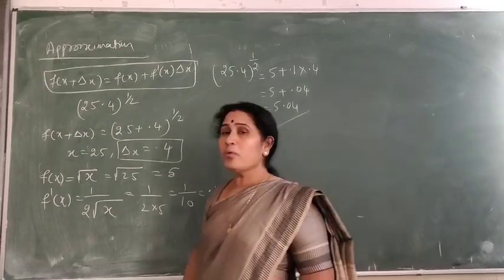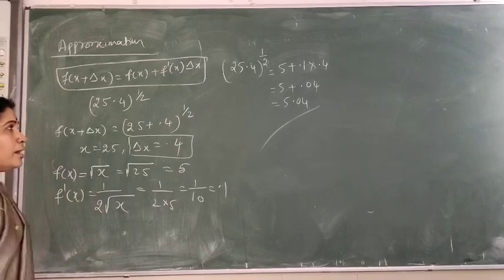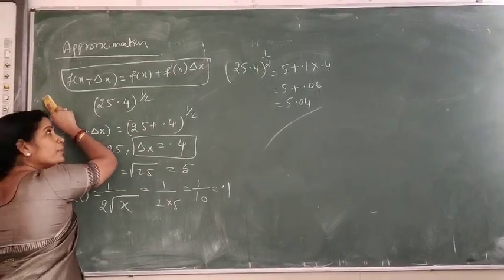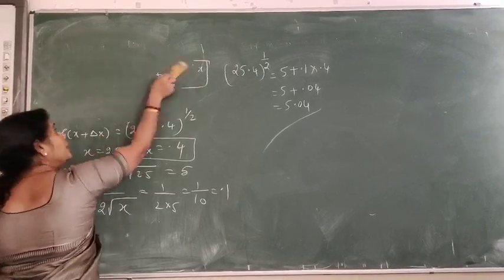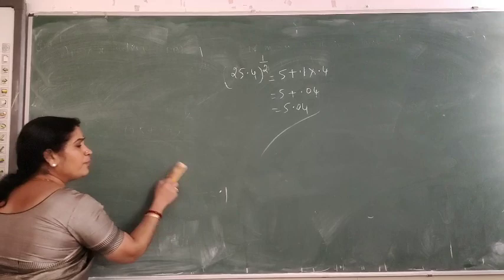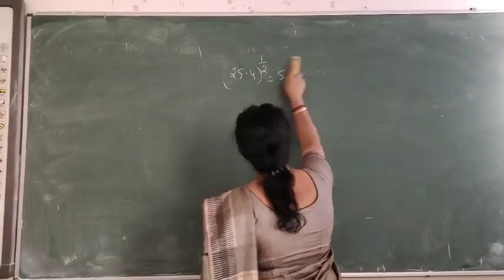Clear to you? Now this is approximation. Now the last topic here, maximum minimum. This is a very vast topic, maximum minimum. Even then, let me conclude this topic also. So maximum minimum, we have 3 tests.